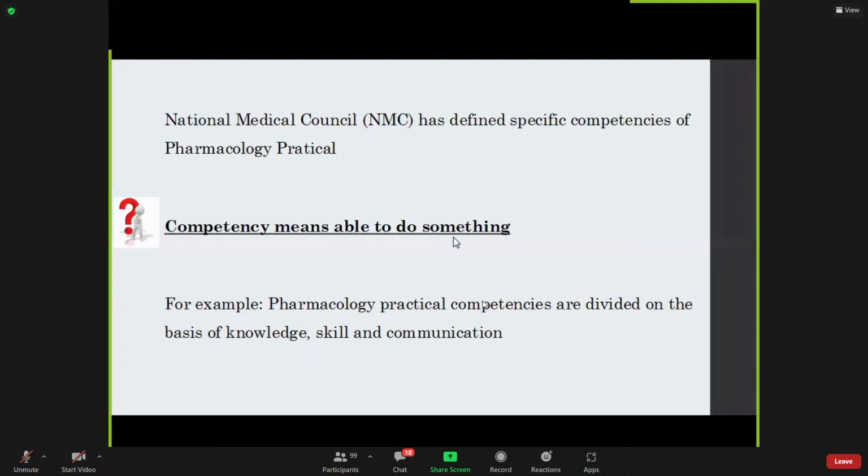This activity can be assessed on the basis of your knowledge, skills, and communication. Being able to do something in terms of either gaining knowledge, interpretation of knowledge, or applications of knowledge. Skill based includes both application of knowledge as well as hands-on experiences, and communication skills, in terms of counseling the patient, especially both verbal and written, and by other methods.